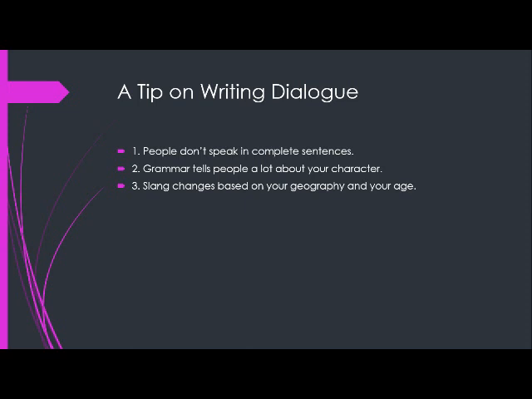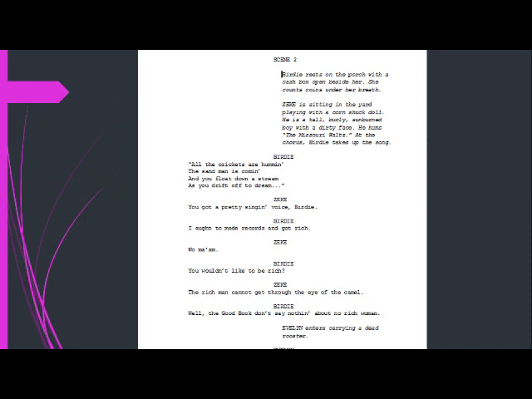Now, when you go to write your dialogue, remember, most people don't speak in complete sentences, and the way people use grammar can tell you a lot about your character. If you look back at the slide that has all of the dialogue on it, you'll notice that Zeke says, "You got a pretty singing voice, Birdie." Now, "you got" is incorrect grammar, but that tells you something about this character. "You got a pretty singing voice." And then Birdie follows that up with, "I ought to made records and got rich." This is telling us really fast that these characters don't have a lot of formal education.